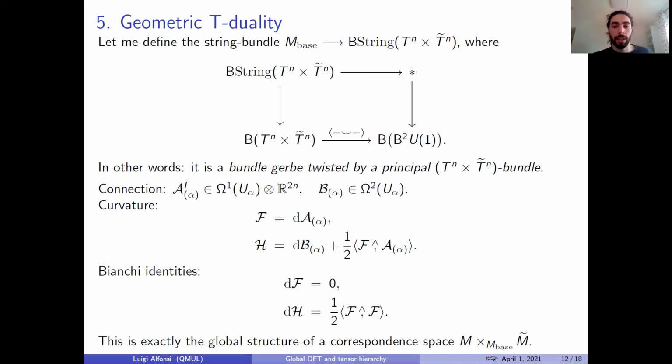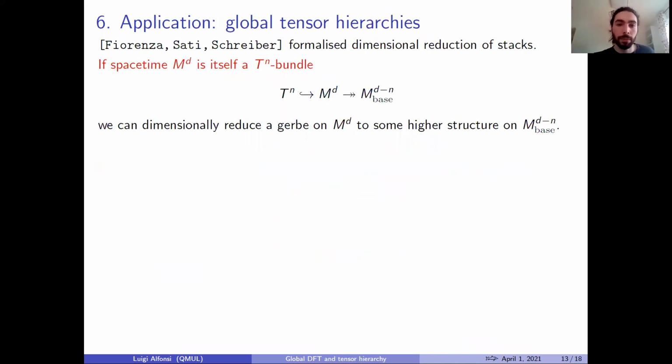So, how can this go further? I tried to apply, or better, to generalize this notion to obtain some tool to study global tensor hierarchies. So we have, from the definition by Fiorenza, Sati and Schreiber, a precise notion of how we can dimensionally reduce stacks. If my space-time is a torus bundle, I can consider a higher structure on this space-time, and if I dimensionally reduce it on its base manifold, how does that higher structure look when reduced on the base manifold?